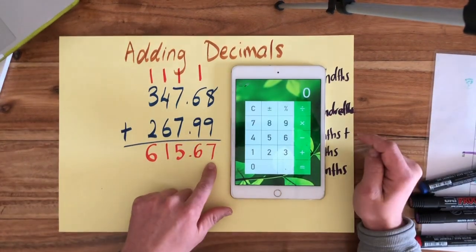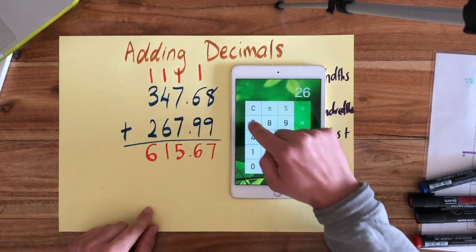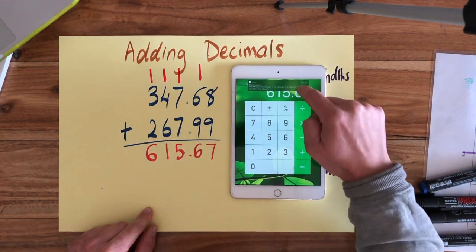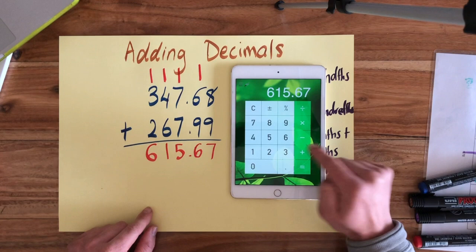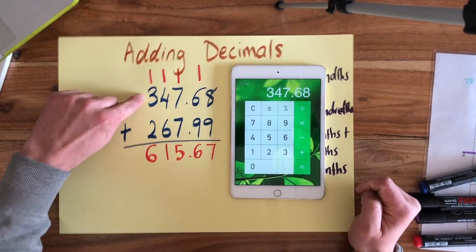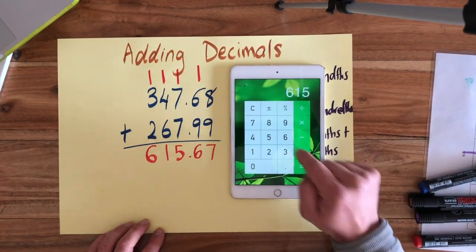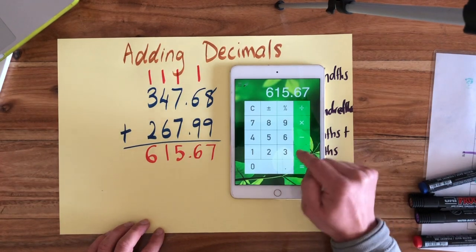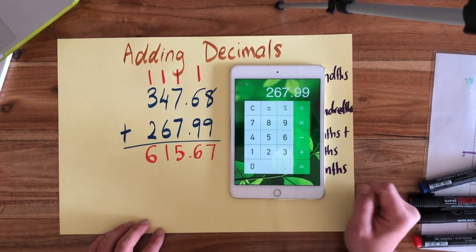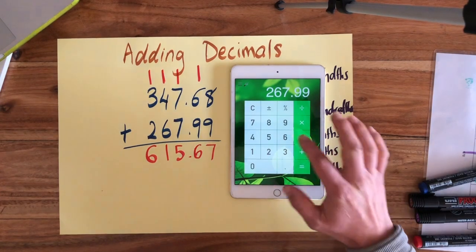Now there's lots of ways I could check my answer. I could move backwards. I can go 615 and 67 hundredths, take away 267 and 99 hundredths, and that gives me my other one. So it gives me 347 and 68 hundredths. Or I can go 615 and 67 hundredths, take away 347 and 68 hundredths, gives me 267 and 99 hundredths. So lots of different ways I can check my answer.